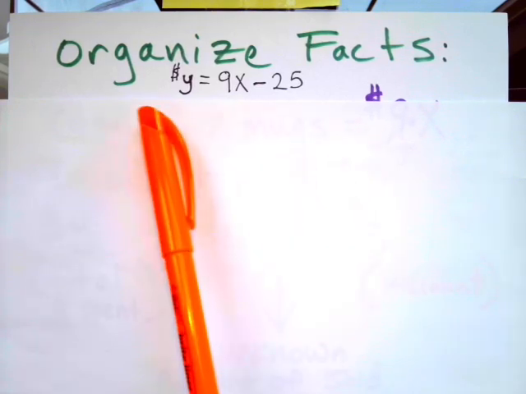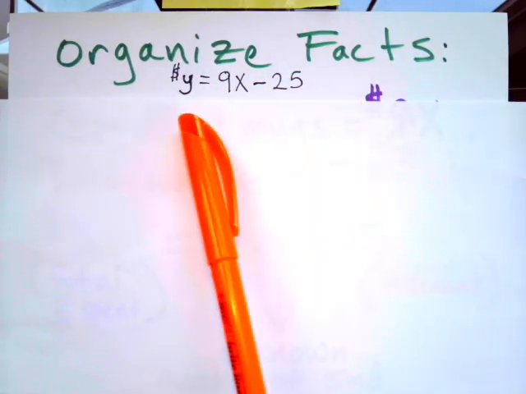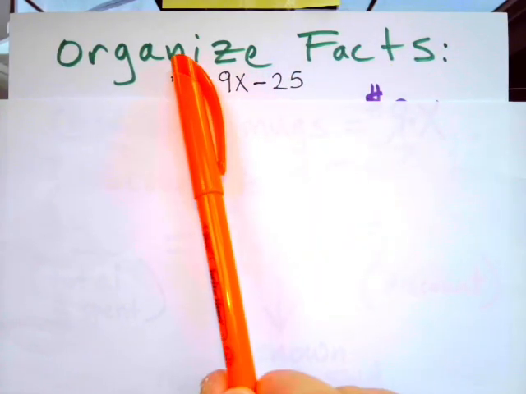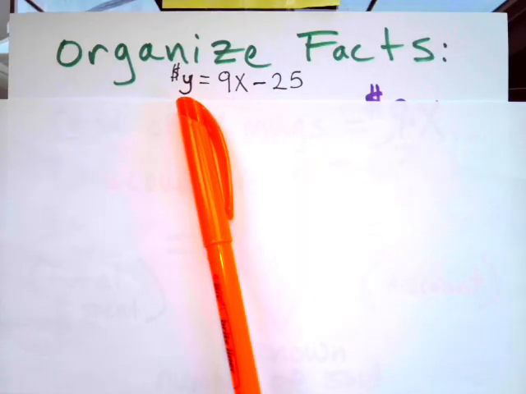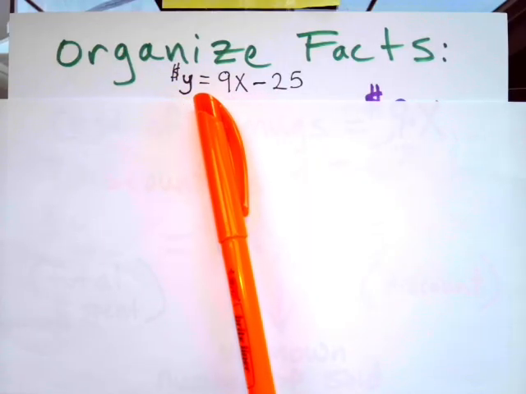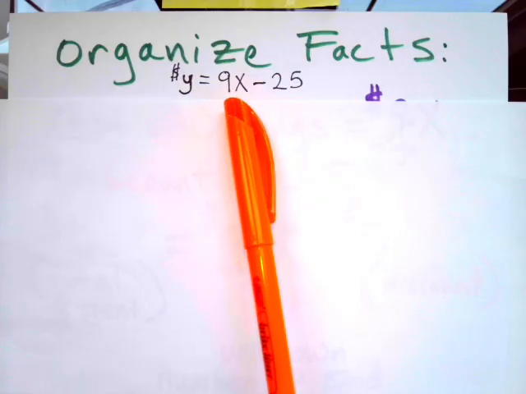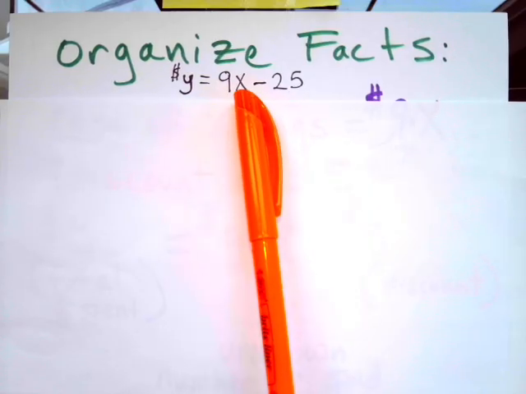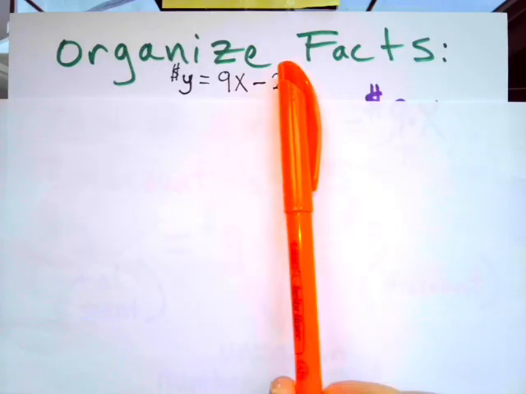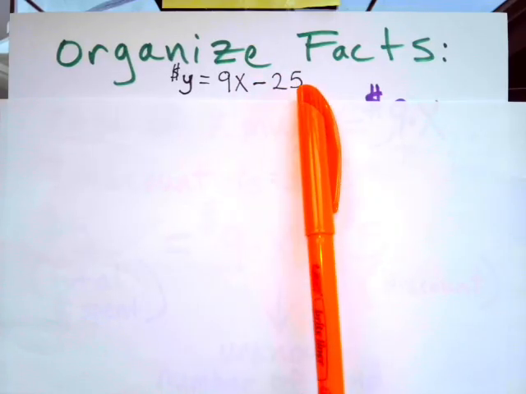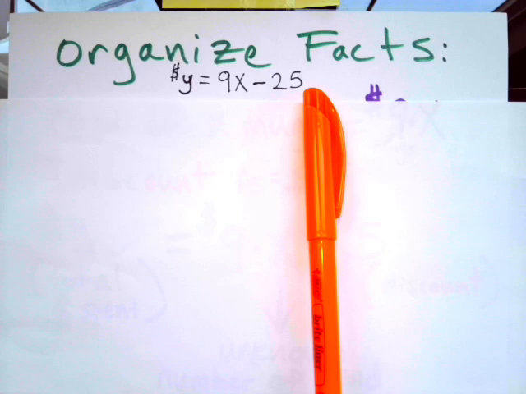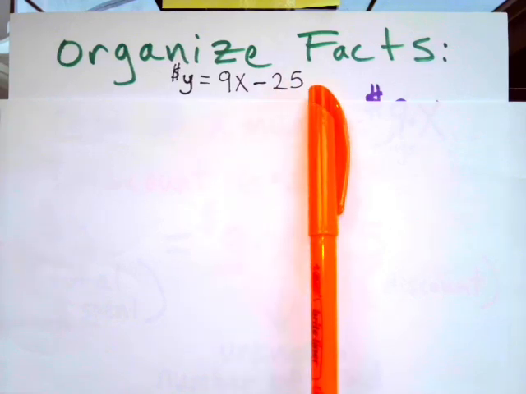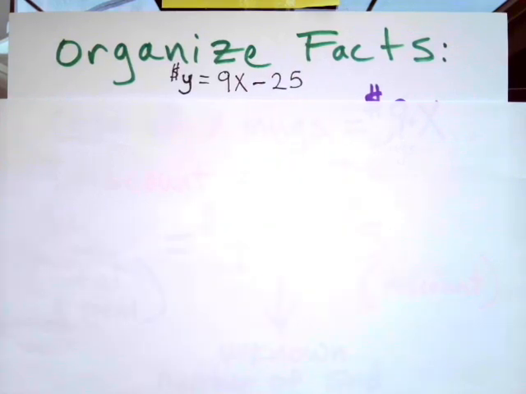Let's organize our facts, right? So y, being the total amount of money that the customer needs to pay, equals 9, representing the price of the mugs, x represented the number of mugs purchased, minus 25. The 25 is represented by the minimum amount of money purchased, if you remember from that part 1 video.